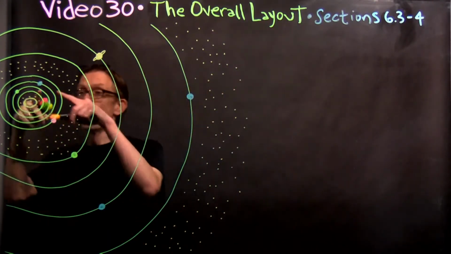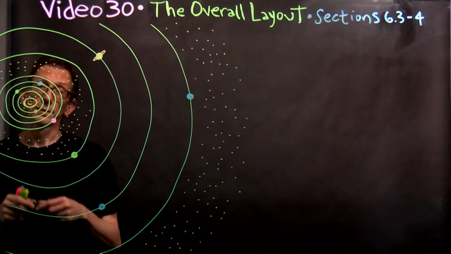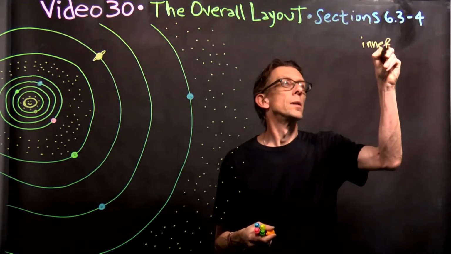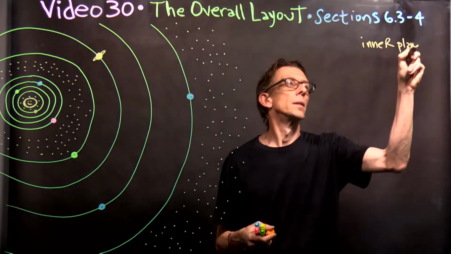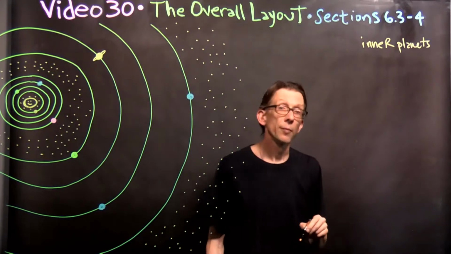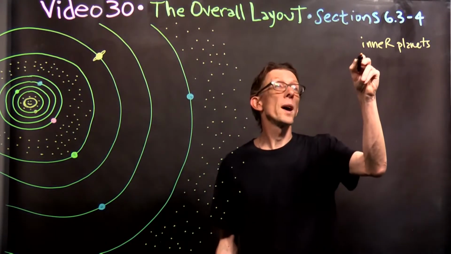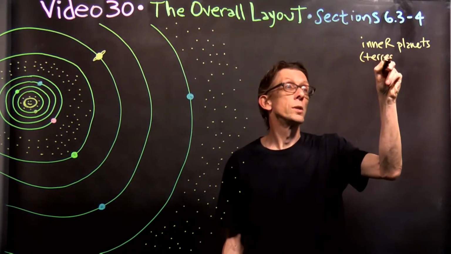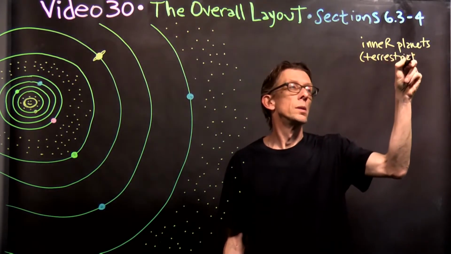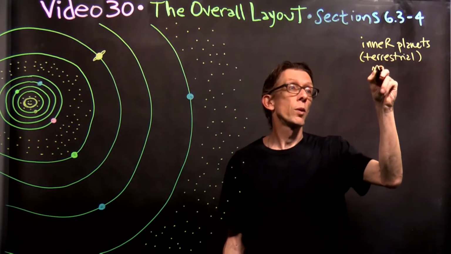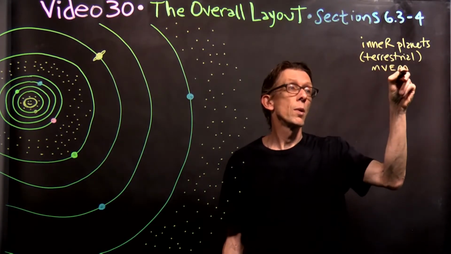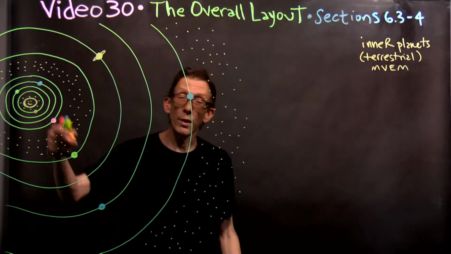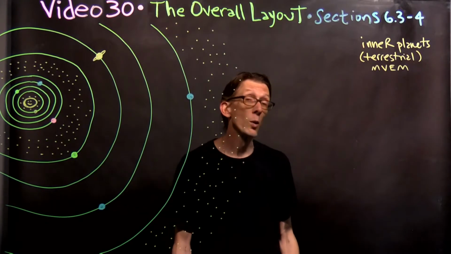So you've got the inner planets. What are the inner planets? Earth is one of those. They're known also as, and we're going to be using this term more often, the terrestrial planets. That's Mercury, Venus, Earth, and Mars. The terrestrial planets are also known as the inner planets, the inner solar system.